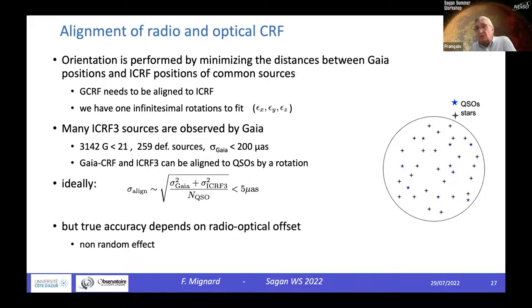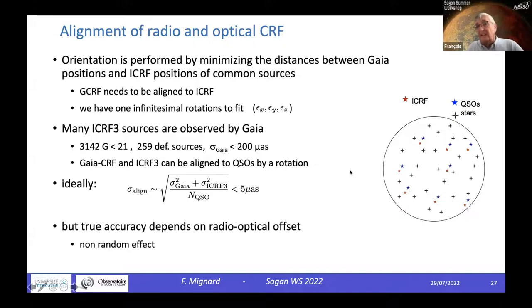And again, we use some additional constraint to align it at the best. And then when we have the solution, essentially this is what you see here. You have Gaia observation, QSO, blue star, black star, and then you plot on the same plot the radio position of the star, which are the source, which are also observed by Gaia. So essentially, we have an offset between the two.